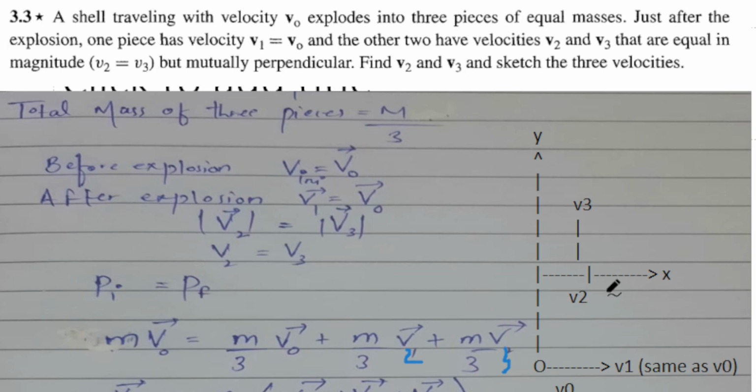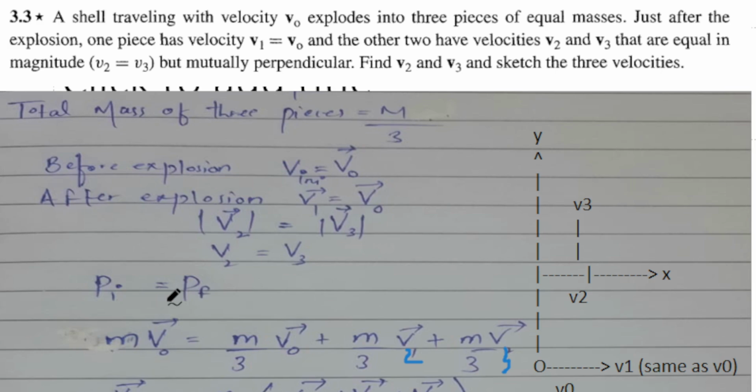Okay, so you can say that they are forming a right angle with the x-axis. Now first we have to consider the total mass, which is the sum of three masses, each equal to mass over 3. Before explosion the initial velocity is v0, in vector form, and after explosion the velocity of the first piece is equal to the initial velocity v0. And v2 and v3 are both equal in magnitude but opposite in direction, so they have the same values.